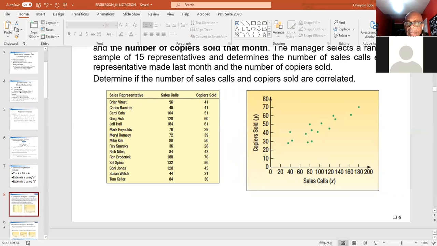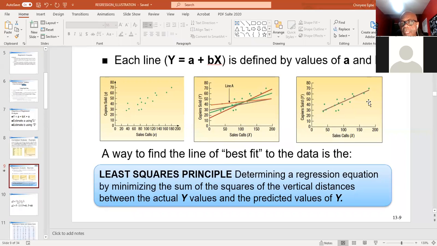All right, so that's an example. So how do we go about it? And what is our objective? As you can see here, your objective is to draw a line exactly in the middle of that scatter diagram. You see the original scatter diagram on the left here, and you want to draw a line perfectly in the middle. And that line is called the line of best fit.